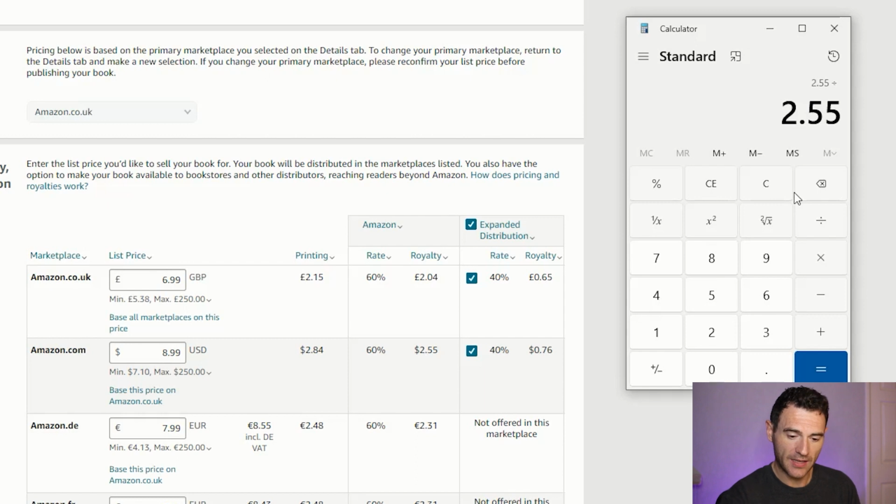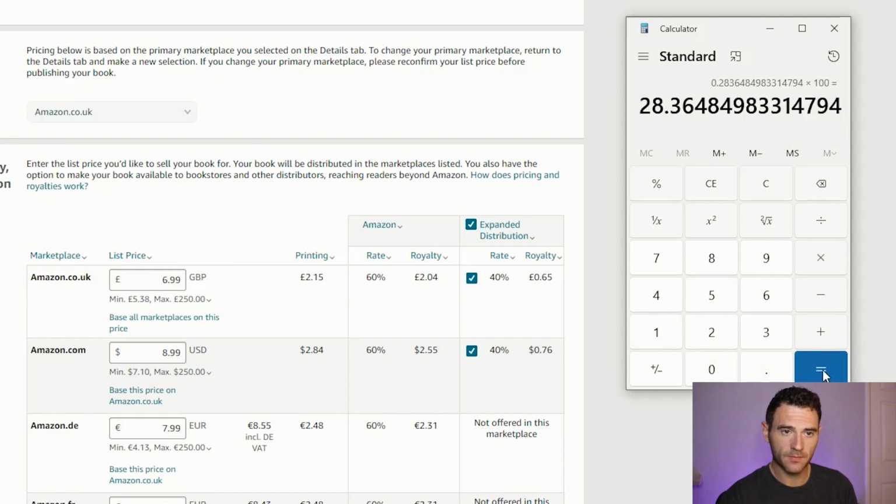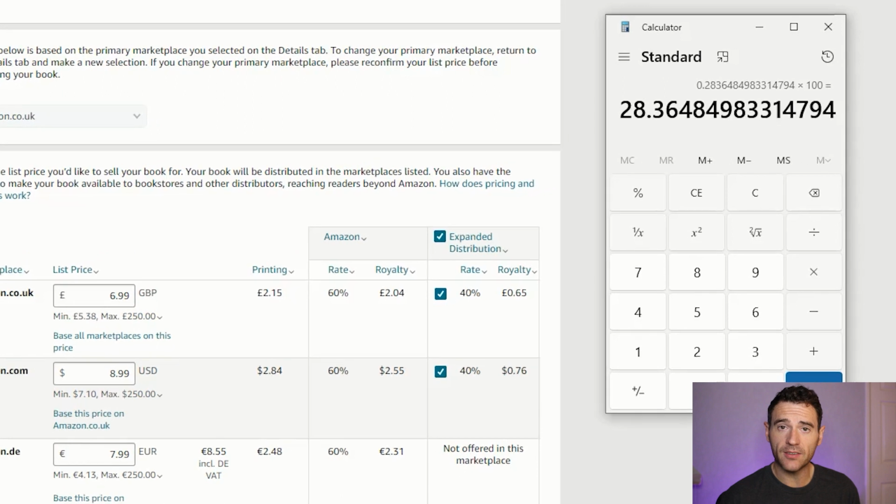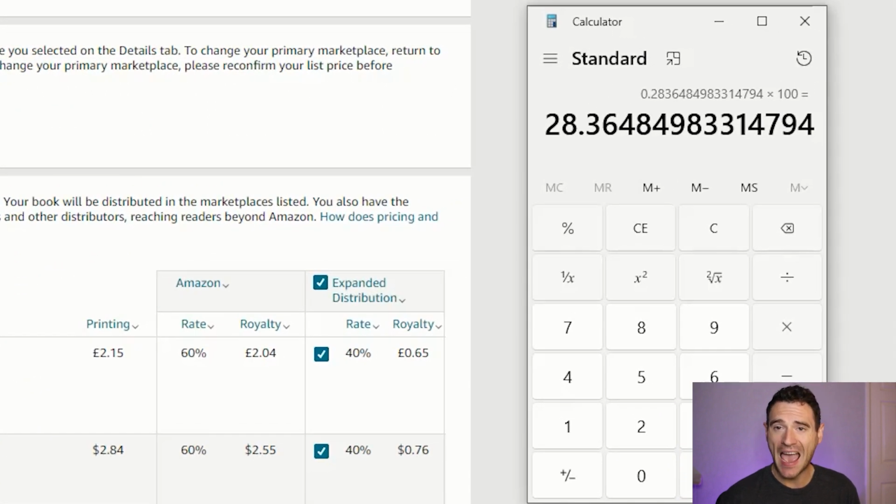Going back to the calculator, if we divide $2.55 by $8.99 and times that by 100, our break-even ACOS is now 28.36%. So adding $1 onto the price of the book has increased our break-even ACOS by roughly around 4%. So it's still a very low figure.